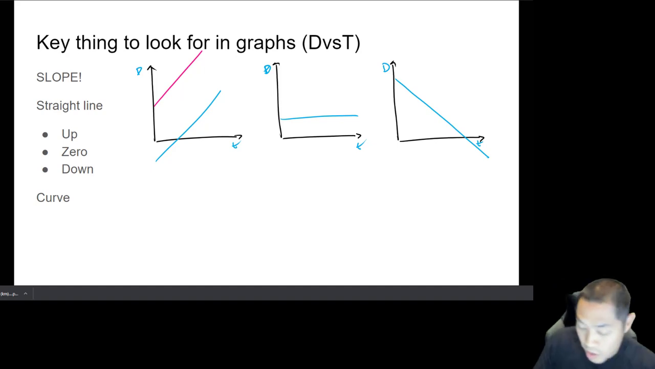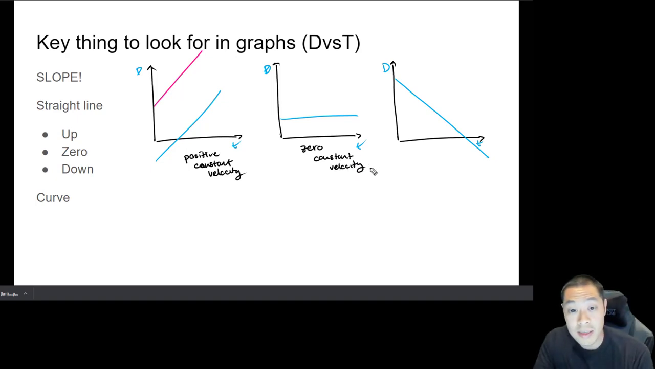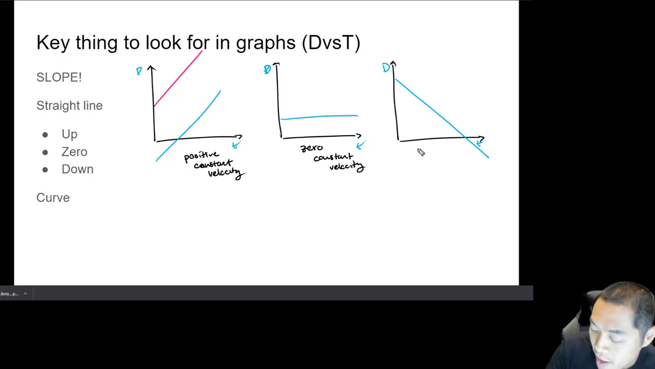Here, you are doing positive constant velocity. Here you have 0 constant velocity. So even though it's 0, it's constantly at 0, so we could say it's constant 0. And here you have negative constant velocity.